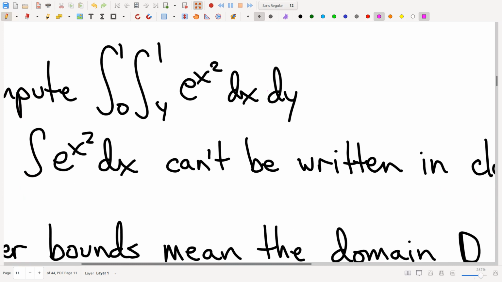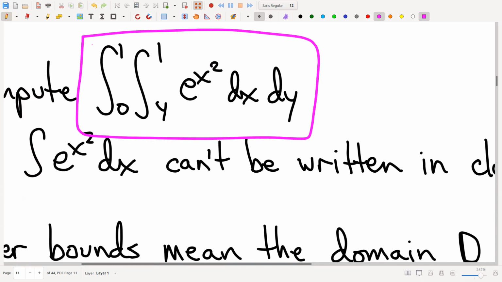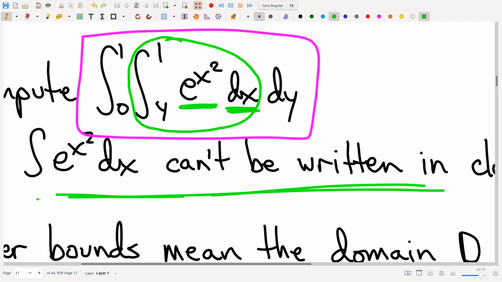Let's look at this expression right here, and you can see that the inside integral I would need to compute first is this right here. I would need to find an antiderivative of e to the x squared with respect to x, and you can't do that. And so there's a temptation to say, oh, well, I guess I'm out of luck. I guess I'll have to apply numerical methods or something like that. And that's a little premature, as it turns out.